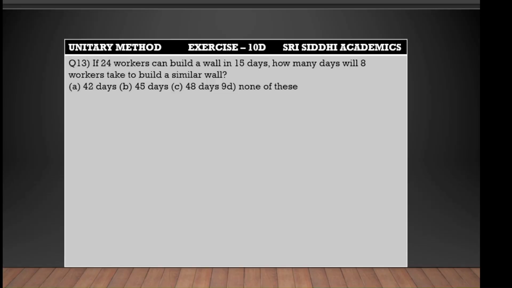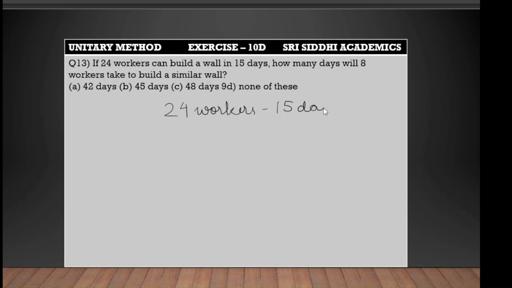Let's start with question number 13. Question number 13 says, if 24 workers can build a wall in 15 days, how many days will 8 workers take to build a similar wall? So, like I had discussed before, whatever you have to find out, keep it on the right. So we are trying to find out the number of days 8 workers will take to build a similar wall. So 24 workers will stay on the left and I will keep 15 days on the right.